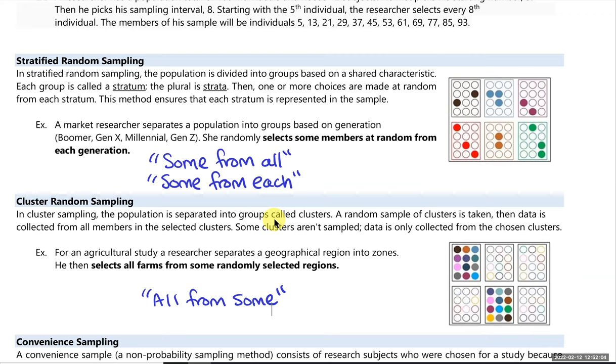Every internet survey is a convenience sample. Nobody makes you answer internet surveys. You choose to do it. There was no study trying to get an equal representation of people necessarily.